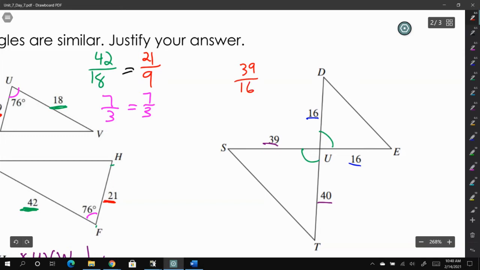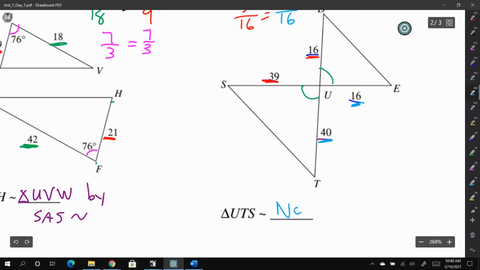39 over 16, I'm taking these two. Does that equal 40 over 16? Well, obviously that can't be, because the denominator of both fractions is 16. So if these two fractions were going to be equal, the top should be the same as well. 39 is not 48, so these are not similar at all.